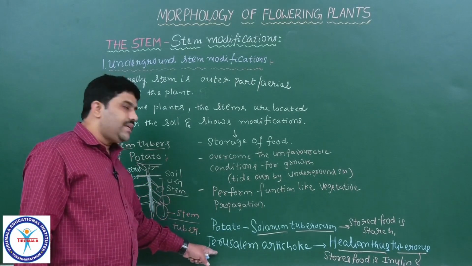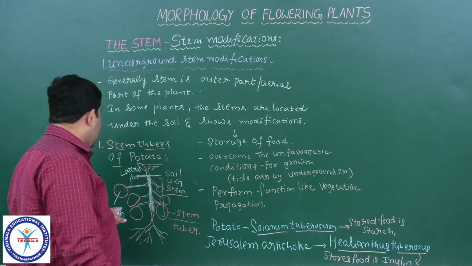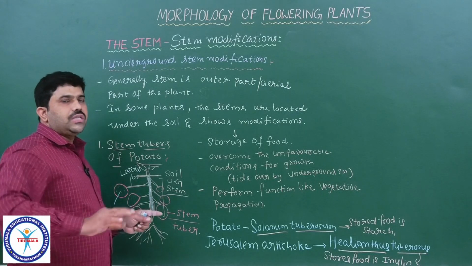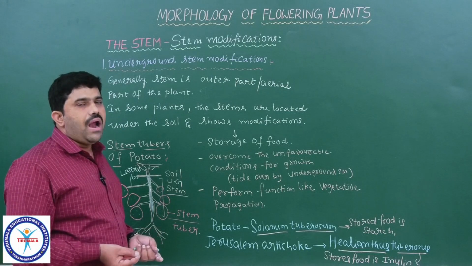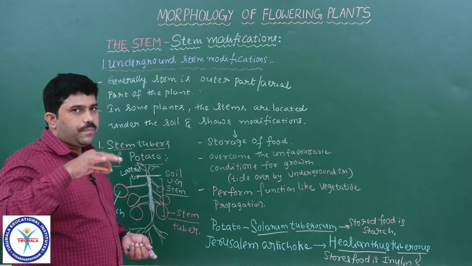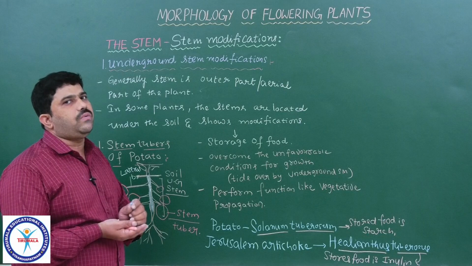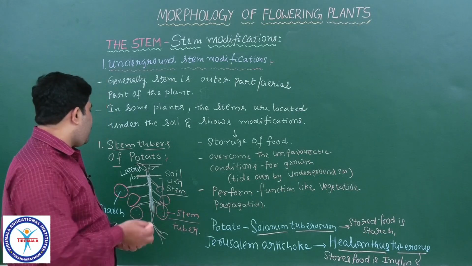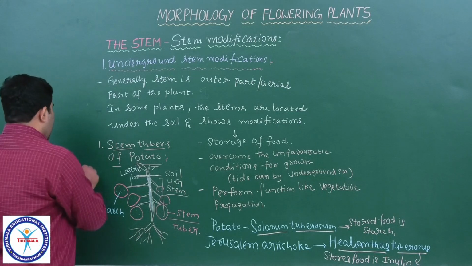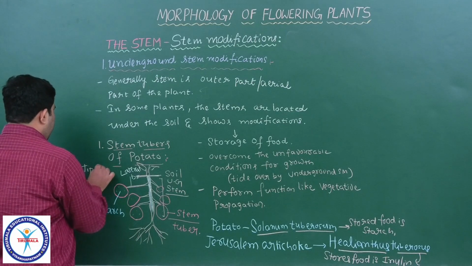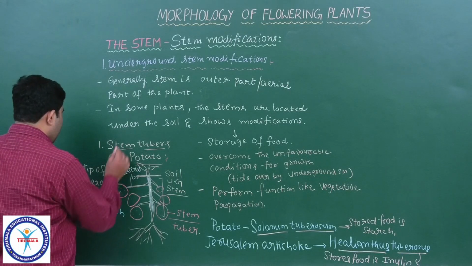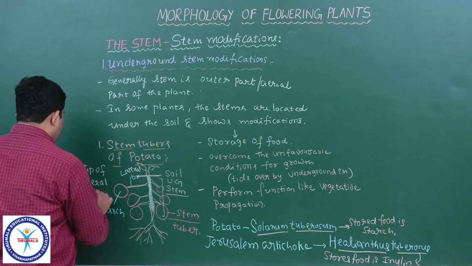Like the potato plant and Jerusalem artichoke plant, where we see stem tubers. These stem tubers are structures modified from the lateral branches of the stem, which are present below the surface of the soil as underground stem, and due to deposition of food, slowly the tip of the lateral branches swells. What are they? Tip of the lateral branches. Note down. Tip of lateral branches. Please remember.